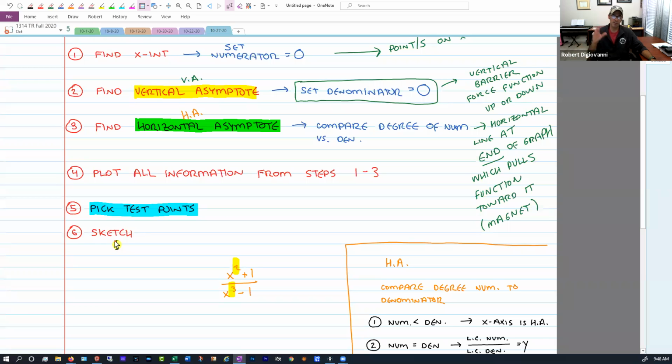Now, sketching rational functions is by far the most difficult type of function to sketch in college algebra. It's the hardest one because it has so many things that you have to get right. So without further ado, let's do one, okay?